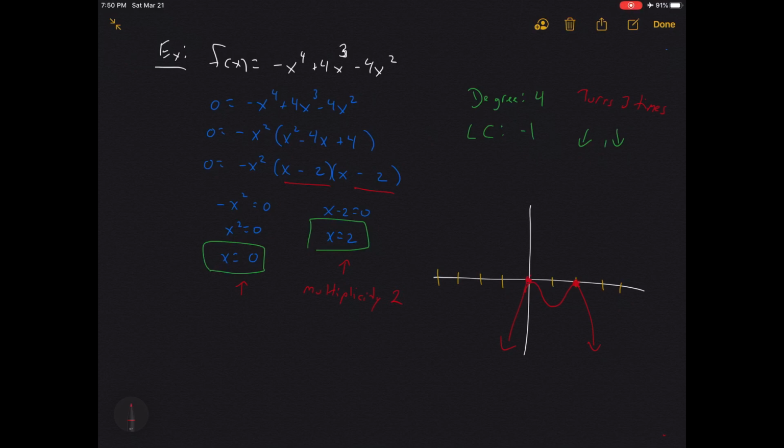And technically, this 0 also occurred twice because really, I have x squared equals 0 in the step right above, which technically could be written as x equals 0 or x equals 0, because technically x squared is x times x. So that also has a multiplicity of 2.